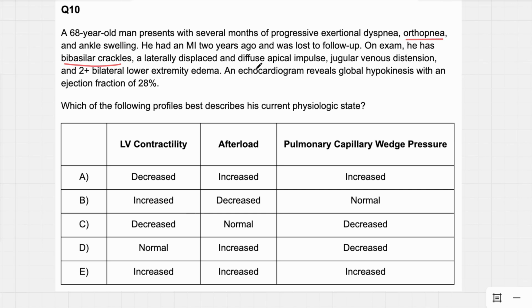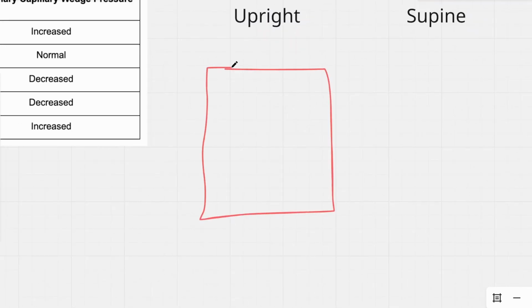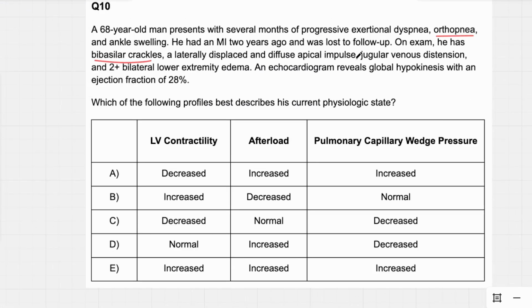Laterally displaced and diffuse apical impulse. That's just meaning, if we're looking at the precordium here, this is someone's barrel chest. Maybe the apex is supposed to be here. Well, maybe now we're hearing it way over here and over a much bigger area. It's laterally displaced and diffuse. Covers more area. So that just tells you the heart is big. With JVD, again, this is along the same lines of our ankle swelling. It's pretty much the same thing.